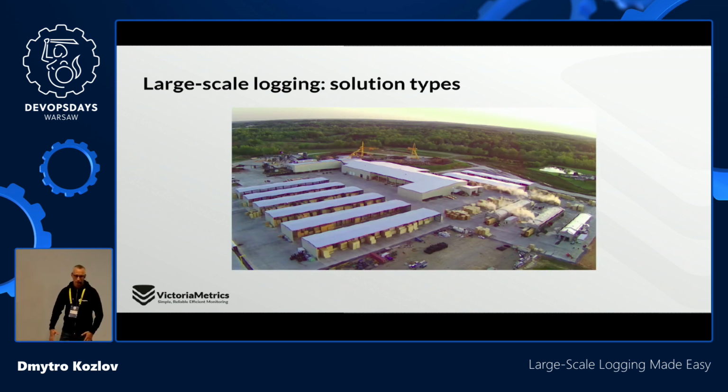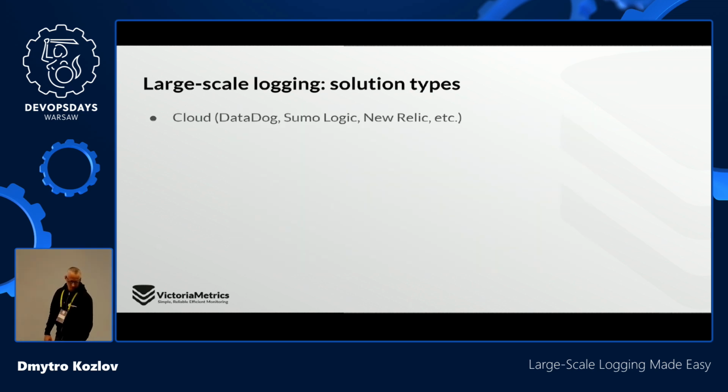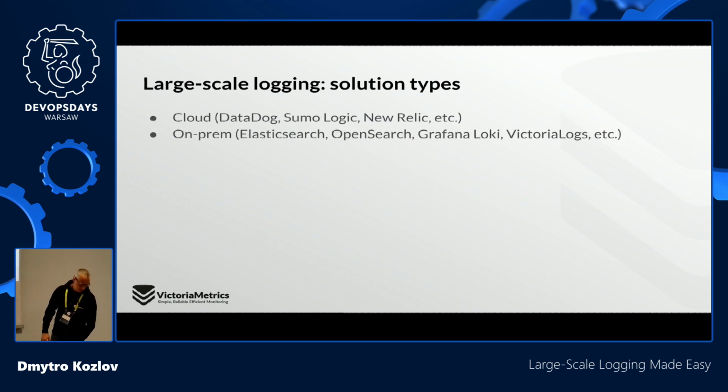So what we have now, it's different solution types. And what are they? First of all, many of you know about the cloud solutions. The main representatives of these cloud solutions are Datadog, Sumo Logic, New Relic, etc. They're some of the big ones. Another solution type at the moment is Elasticsearch, OpenSearch, Grafana Loki, and Victoria Logs. These are on-prem solutions that you can run on your own hosts or on your servers.